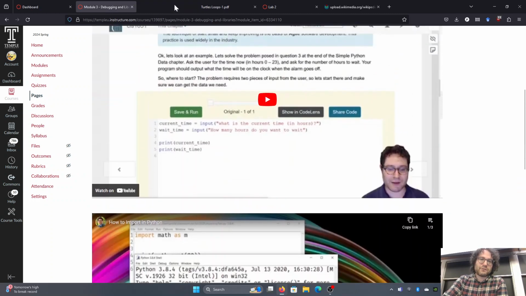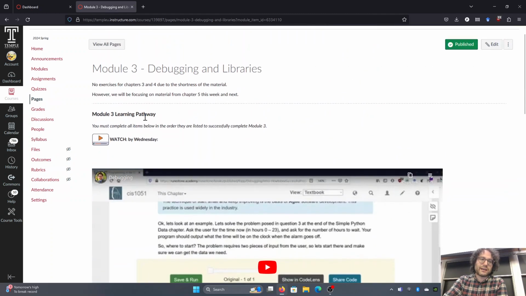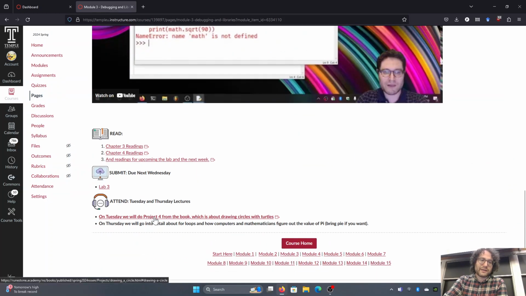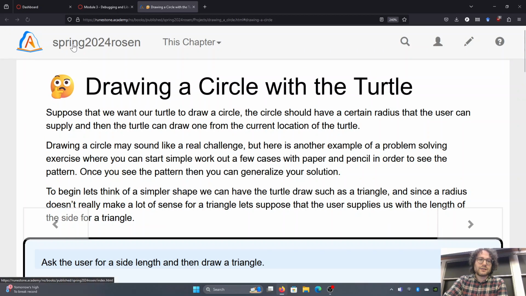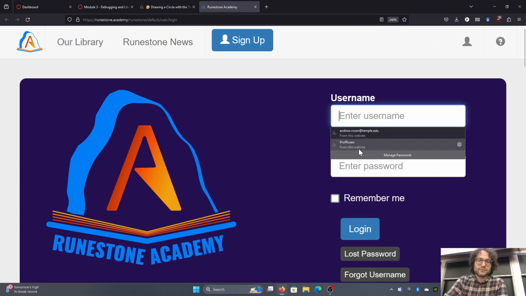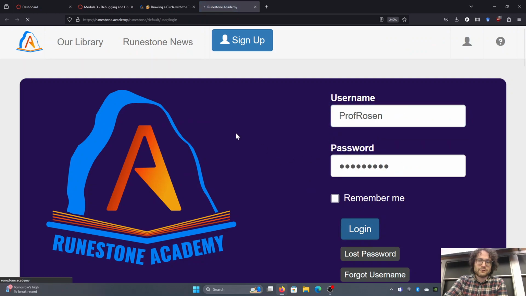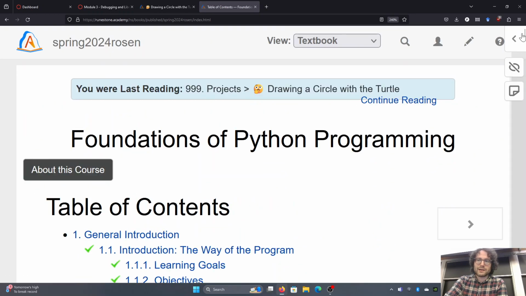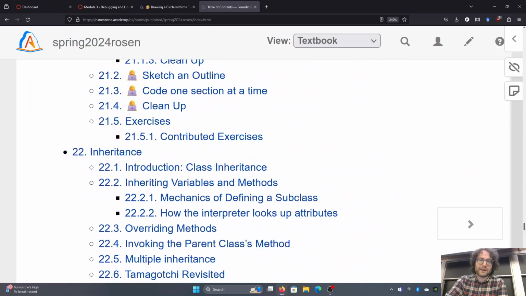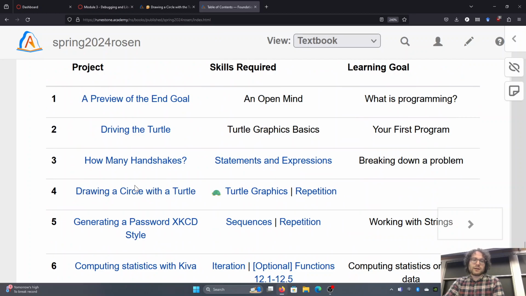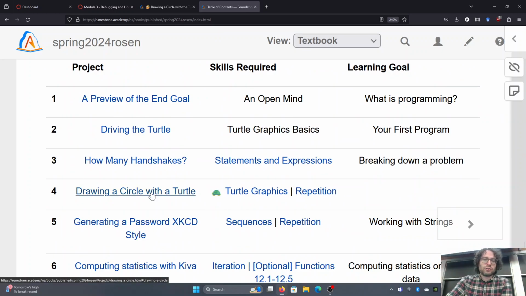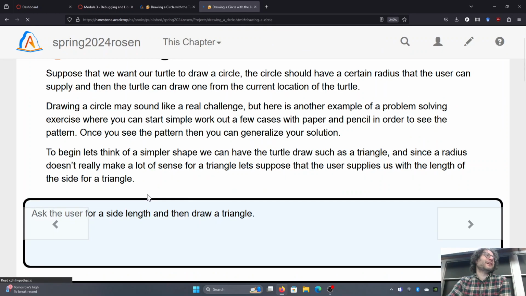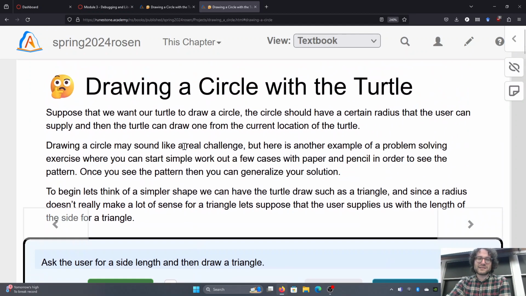So today's project is on Runestone, so you can go directly to Runestone, or you can log into Canvas and scroll down and click on this link that says we will do project 4 from the book. If, on the other hand, you logged into Runestone, you log in, scroll down, go to Foundations of Python Programming, scroll all the way down to the appendices, and then click on Drawing a Circle with a Turtle. Skills required: turtle graphics, repetition, which we're in the process of learning. In fact, the entire point of this is to learn this.